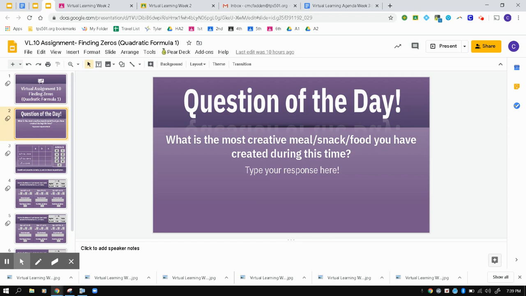I don't know about creative, but my favorite thing that I've made so far since I've been at home has been a homemade stovetop popcorn, where you put it in like a pan with oil and stuff. It is delicious. Anyway, moving on.